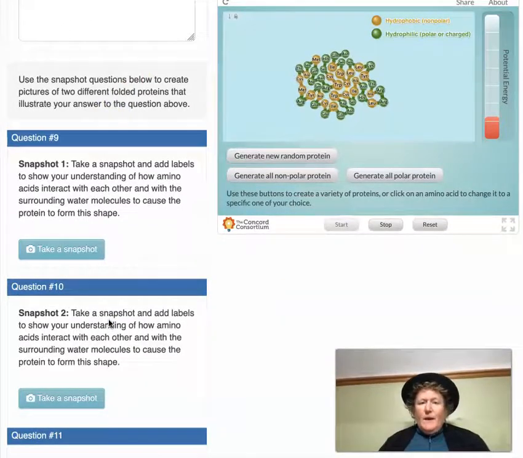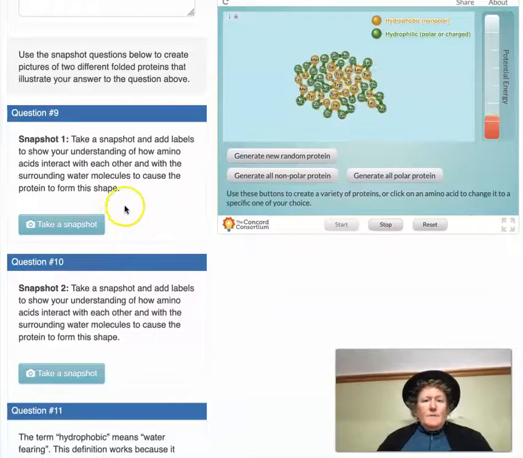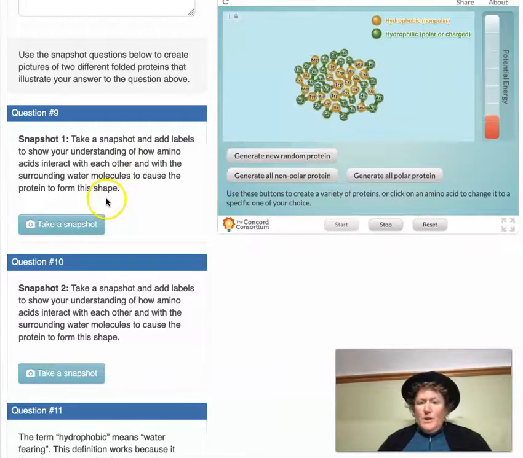So we have a couple snapshots to take here. Take a snapshot and add labels to show your understanding of how amino acids interact with each other and with the surrounding water molecules to cause the protein to form this shape.